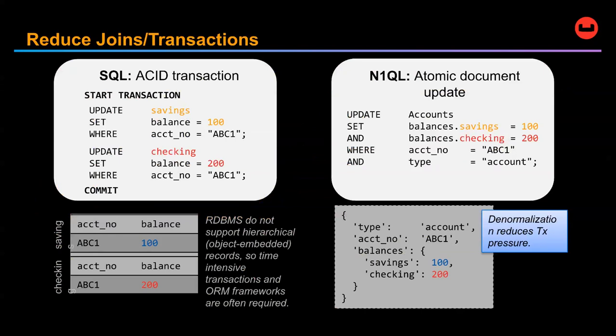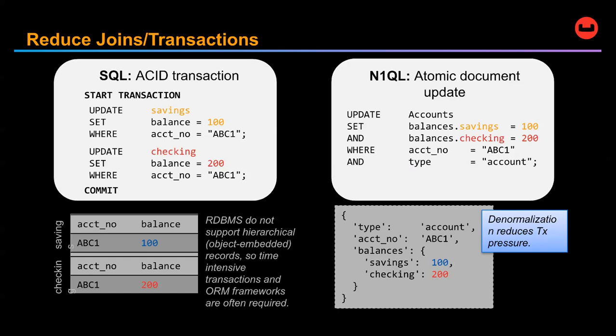So when we want to reduce joins and transactions, if we look at our setup, on the left I've got this relational setup. I'm doing a transaction, I'm updating the savings table, setting some stuff, I'm updating the checking table, setting some stuff. I've got two different tables here. On the right-hand side, on the NoSQL side, I put these things together into one document. This is not a very realistic example, but it gives you an idea. I put these into one sub-document, balances, savings, checking, and so on. So I'm able to do one update, and I don't need a transaction because I just did two updates on the same document. This reduces the number of transactions I need.